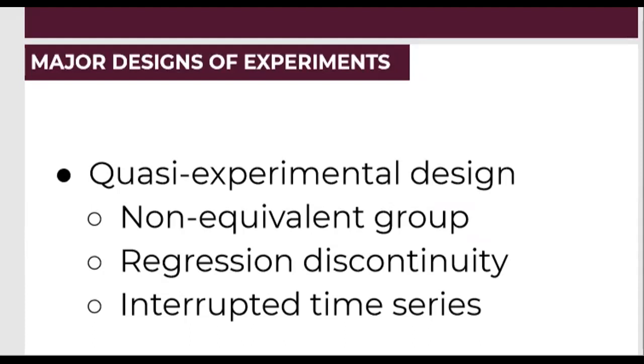Interrupted time series design is like a pre-test post-test design in that it includes measurements of the dependent variable both before and after treatment. But unlike the pre-test and post-test design, it includes multiple pre-test and post-test measurements.